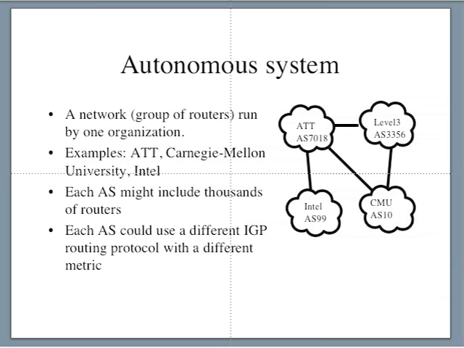Okay, so that's an autonomous system. An autonomous system is a group, a network, a group of routers run by one organization, and the point of BGP is to route between different autonomous systems, between different organizations that don't necessarily trust each other.